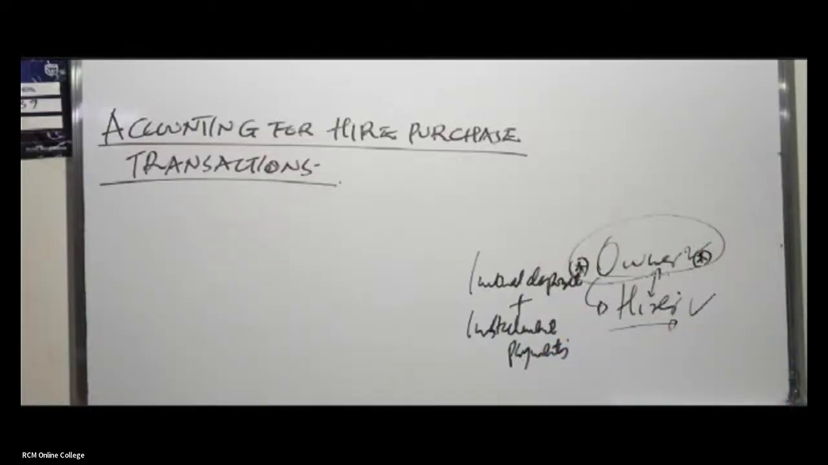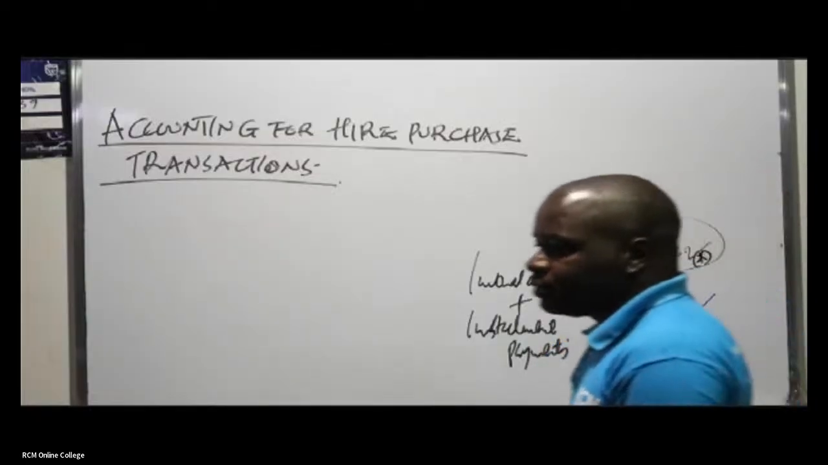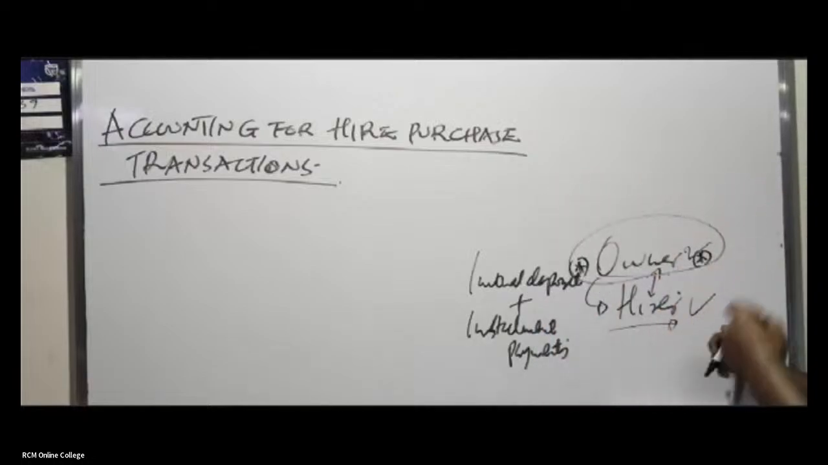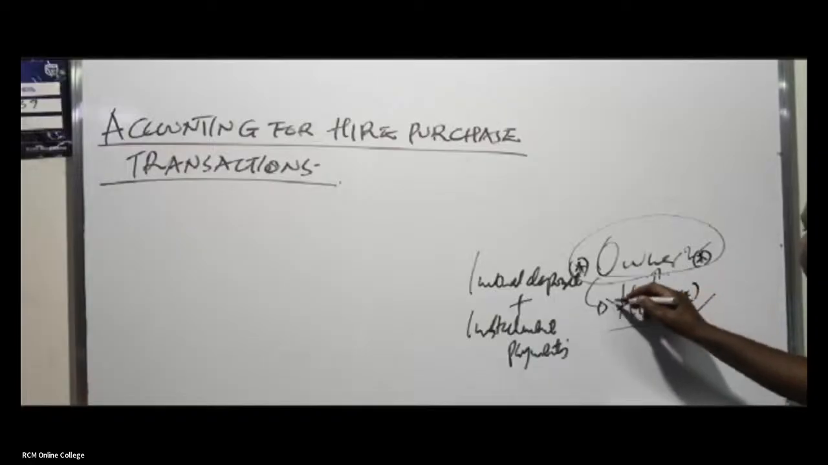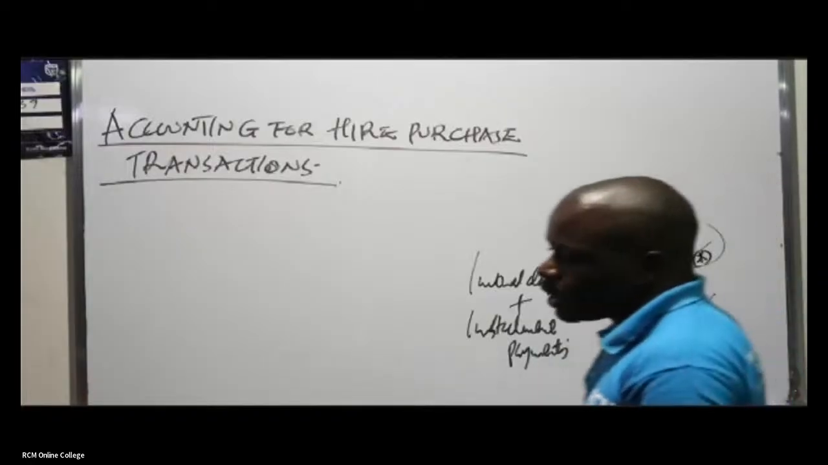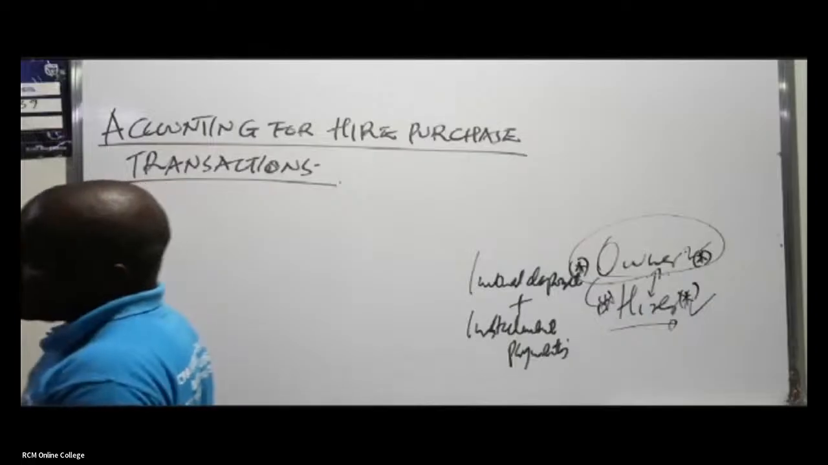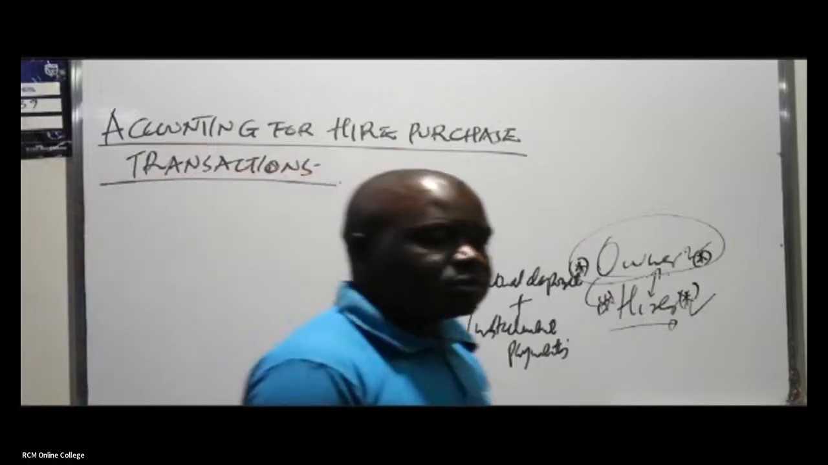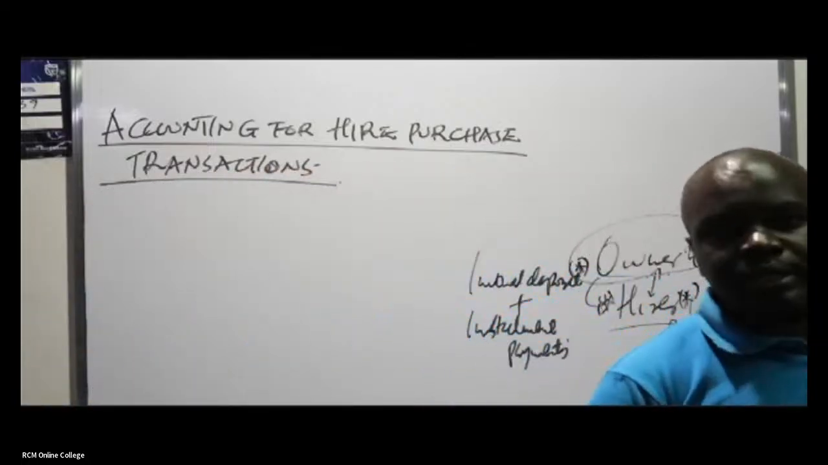For example, if he does repossessions, how does he deal with them? Once a hire purchase transaction has occurred, how does he recognize the hirers in his books of accounts? That's the takeaway point you should get once we complete learning about hire purchase transactions.